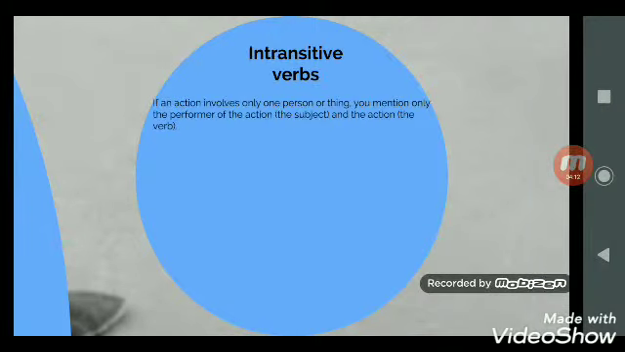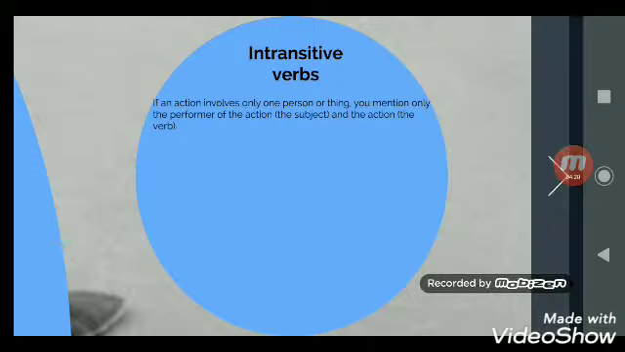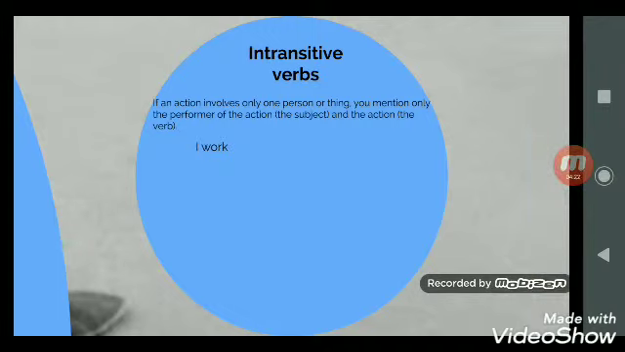Intransitive verbs. Intransitive verbs have to do with an action that only involves a person performing the action and the action itself. I work and something unexpected happened. In these two examples, only the person doing the action, I, or something unexpected, and the action, which is happened or work, are the only ones involved.